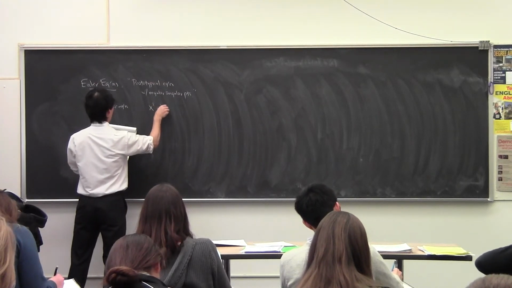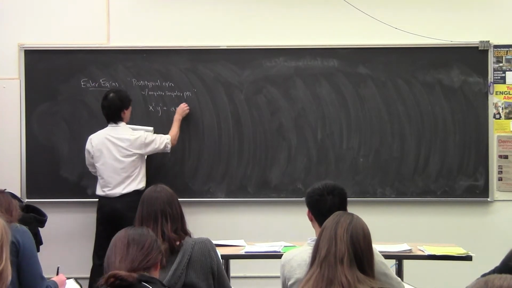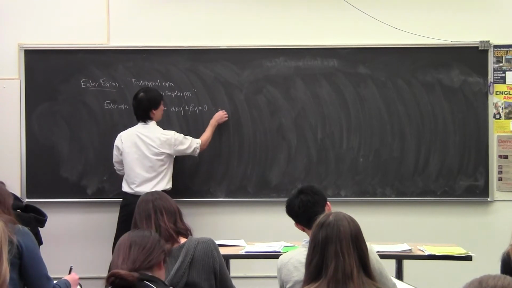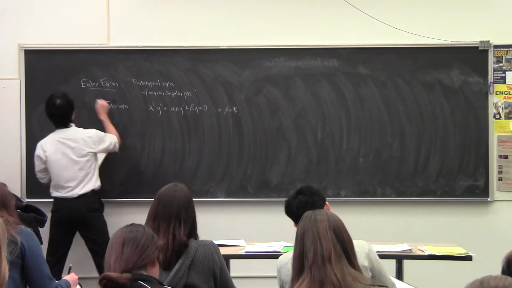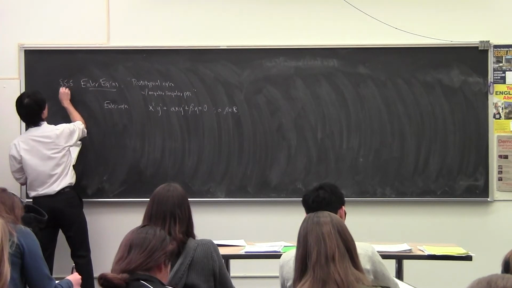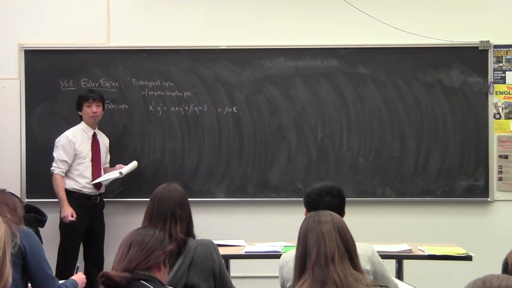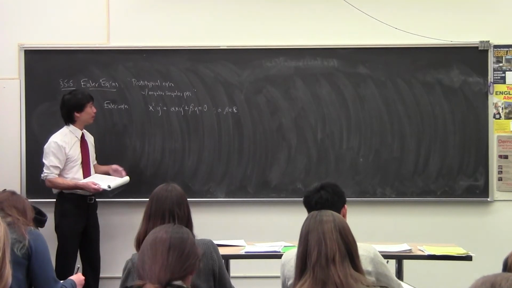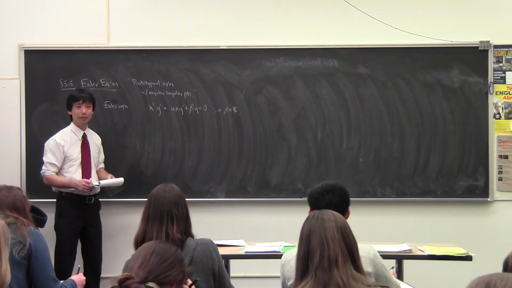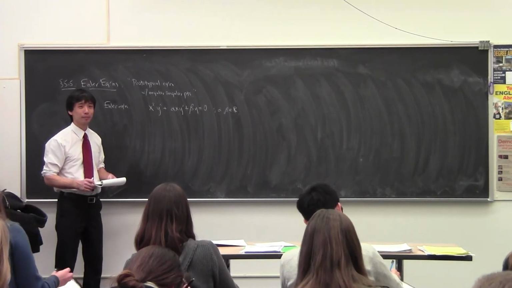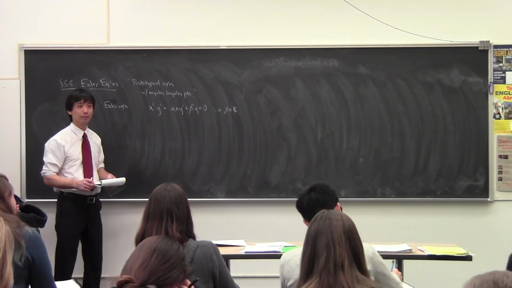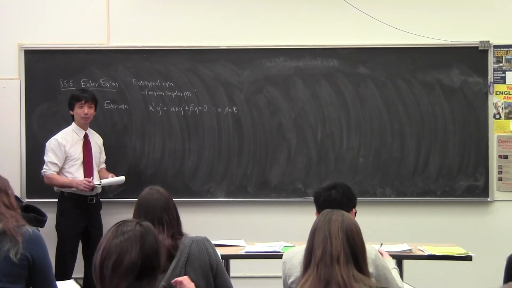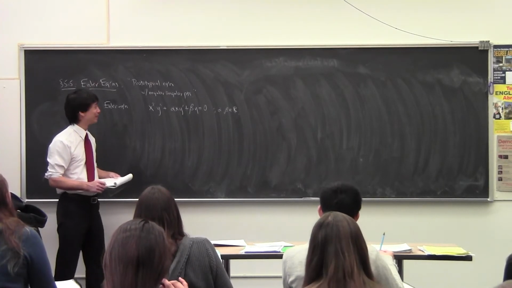x squared y double prime plus alpha x y prime plus beta y equals 0, where alpha and beta are constants. Okay. And what do you see about this? Well, what singular points does it have? When x is 0. Right?